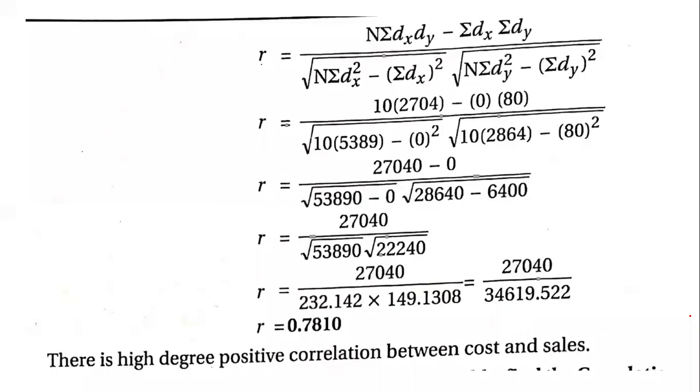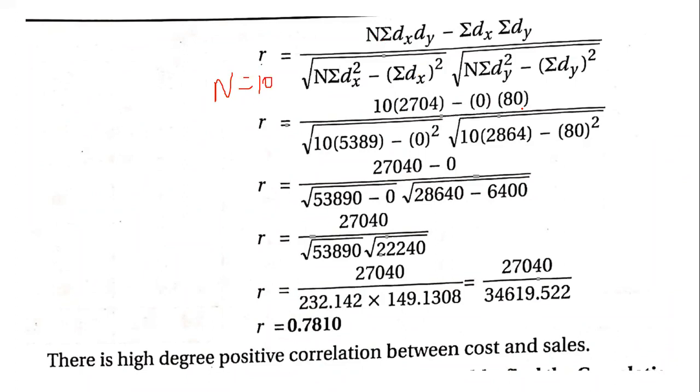Now let us go on and put that into the formula. Write the formula in every problem. N into sigma dx dy minus sigma dx into sigma dy, whole divided by square root of n into sigma dx square minus sigma dx whole square, and then n into sigma dy square minus sigma dy whole square. Now we know the totals that are required. So n is 10, the number of data that we have is equal to 10. Then 2704 is sigma dx dy, minus 0 into 80.